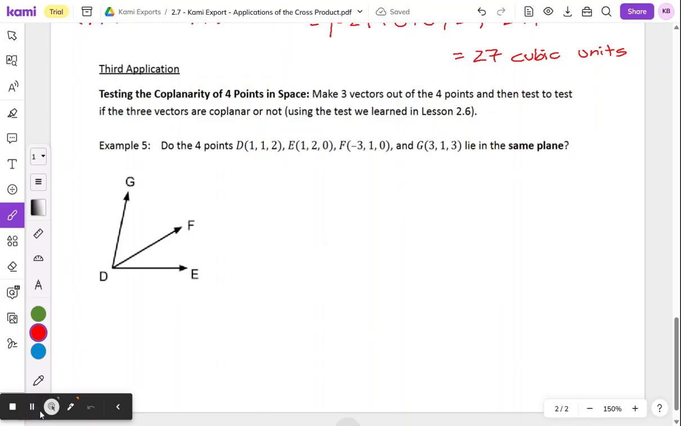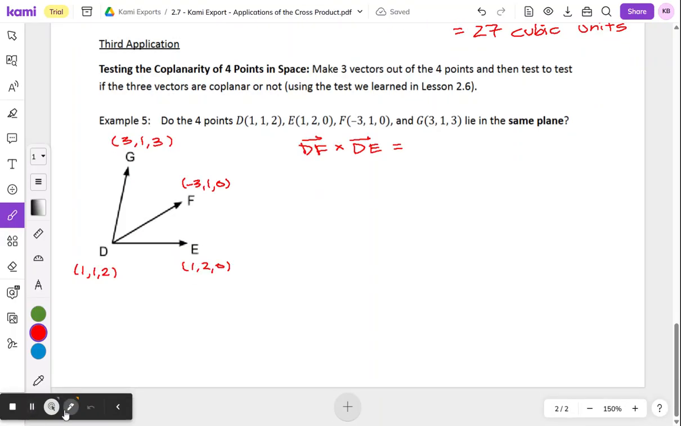Okay, so I'm just going to pause here. I want you to do the calculation and see what happens. Okay, I'm just popping in to say that what I'm going to do is I'm going to identify the vectors DF and DE to begin with, and then I'm going to find the cross product of those 2 vectors. All right, and then I'm going to take the dot product of DG vector with the cross product and see what I get. All right.